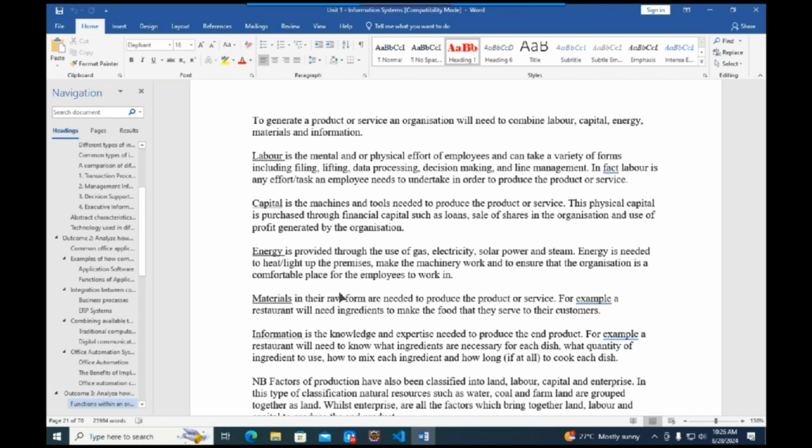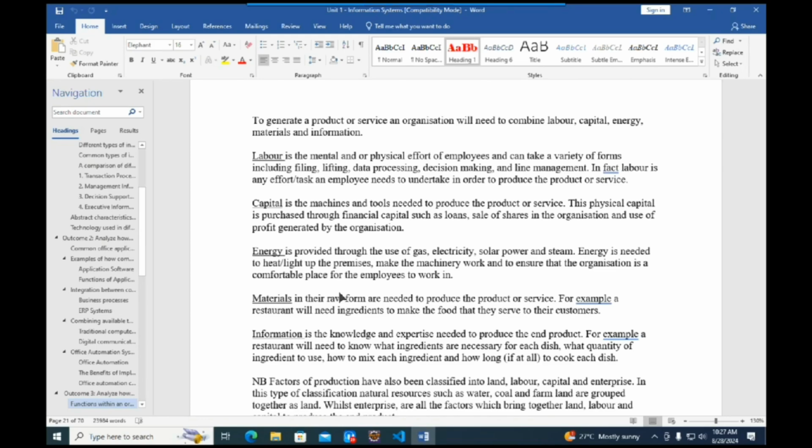So energy, we obtain energy through the use of gas. Either we can use gas, we can use electricity, we can use steam, or we can use solar power. Why do we need energy? We need energy to light up, for example, the premises. If it is an office, it needs to have lights. Okay, it needs to be heated up. So we can use energy to light up the premises.